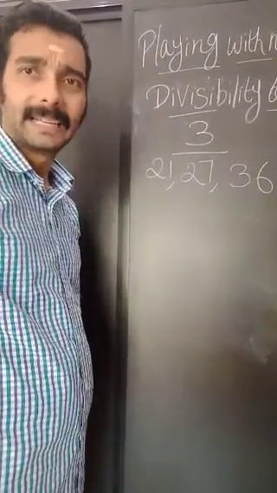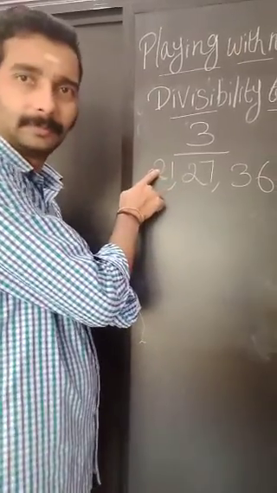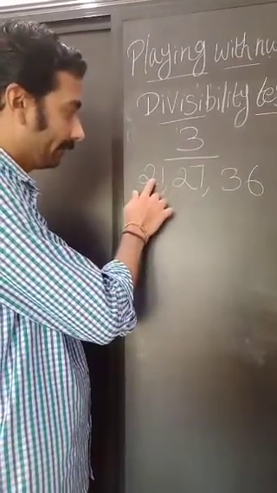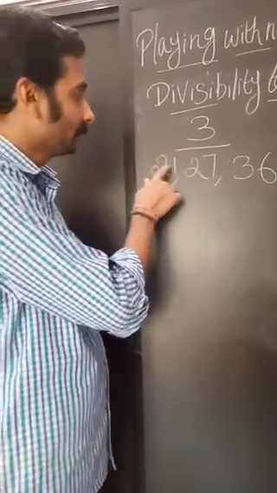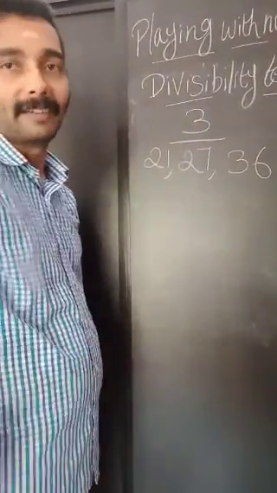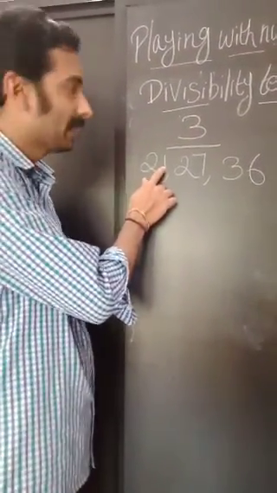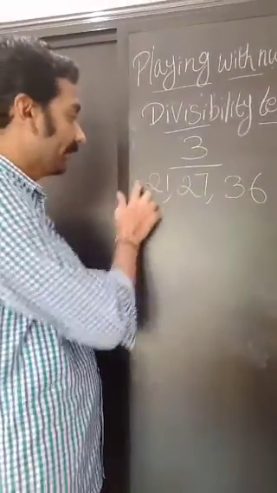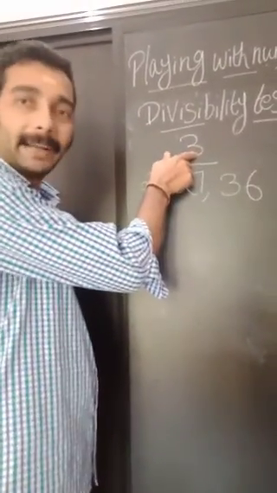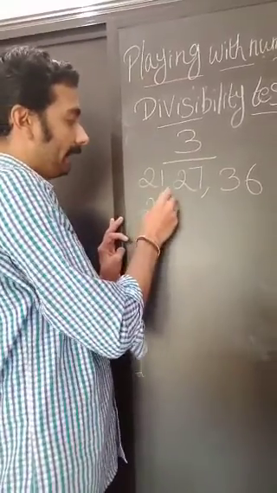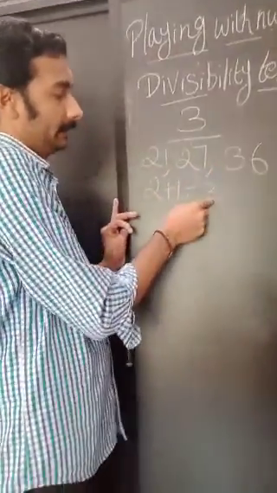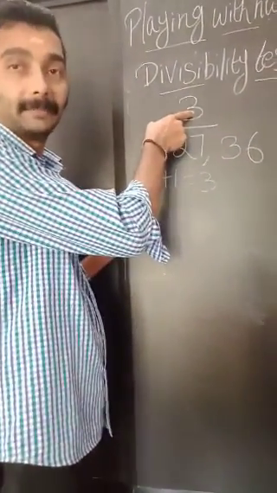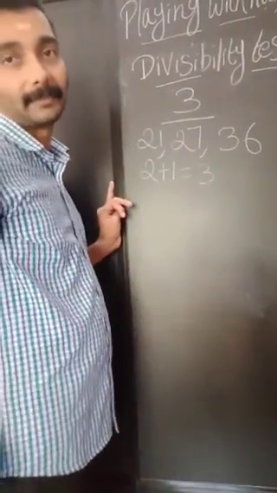We add the digits, that means 1 plus 2 is 3. 3 divided by 3 is 1. That means 21 is divisible by 3. 21 divided by 3 is 7.